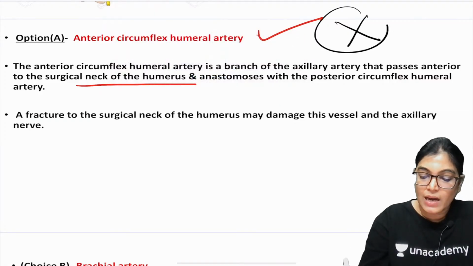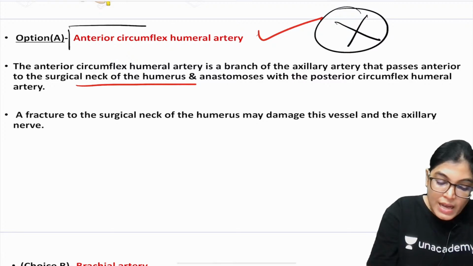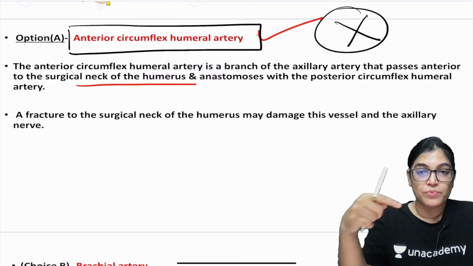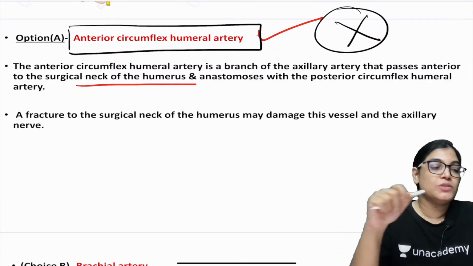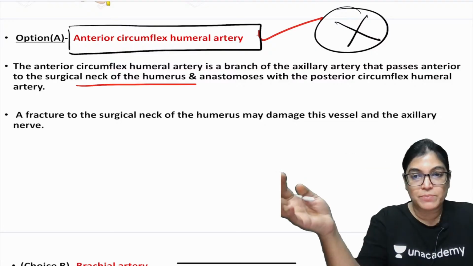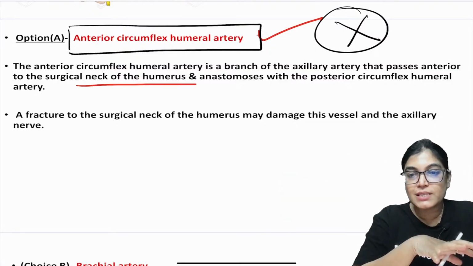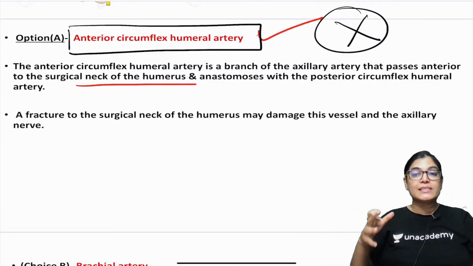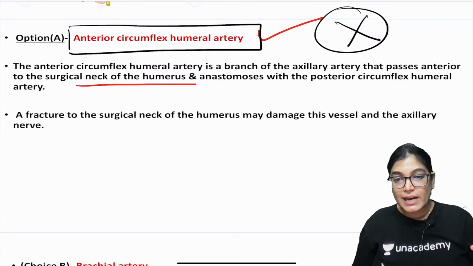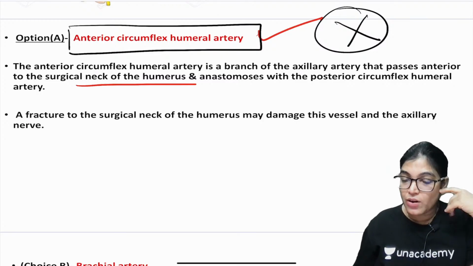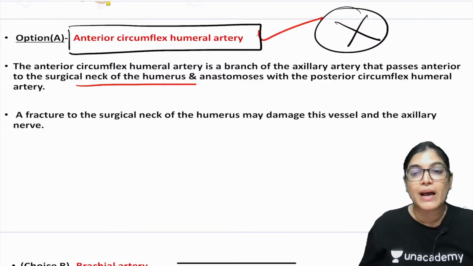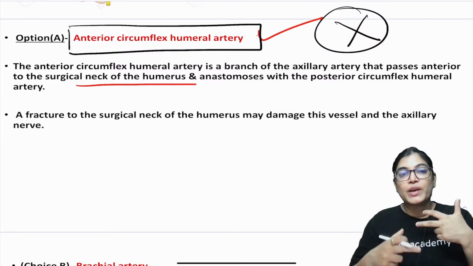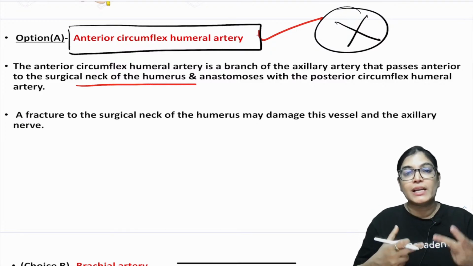Now I will tell you why the other options are wrong. One of the options was anterior circumflex humeral artery, and all of you know it is at the surgical neck of the humerus. Now I will tell you why the other options mentioned are wrong. The anterior circumflex humeral artery is not the correct answer because at the surgical neck of the humerus, the arteries that anastomose and wind around are the anterior and posterior circumflex humeral arteries, which form a loop at the surgical neck of the humerus.